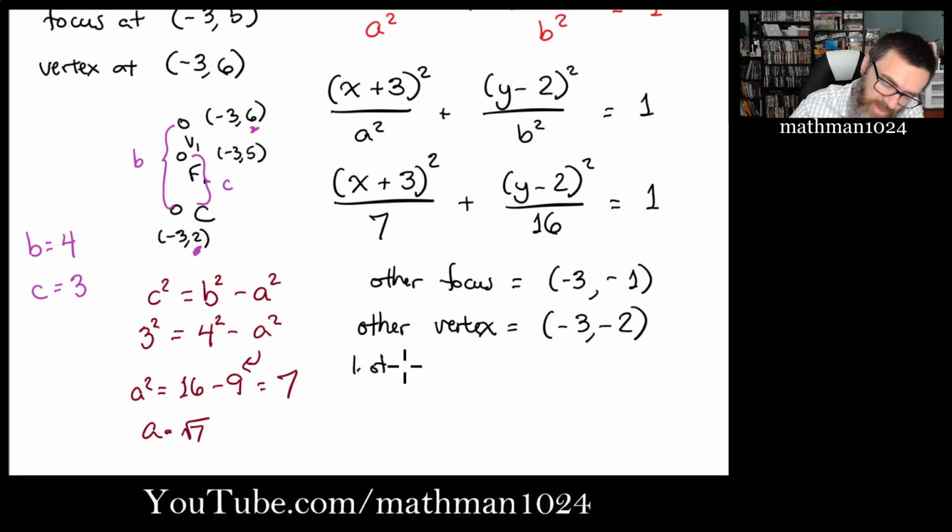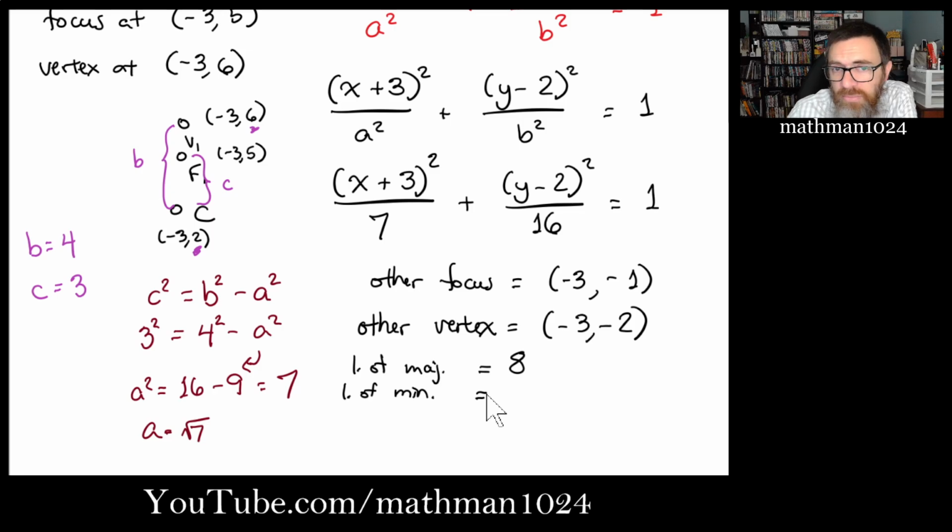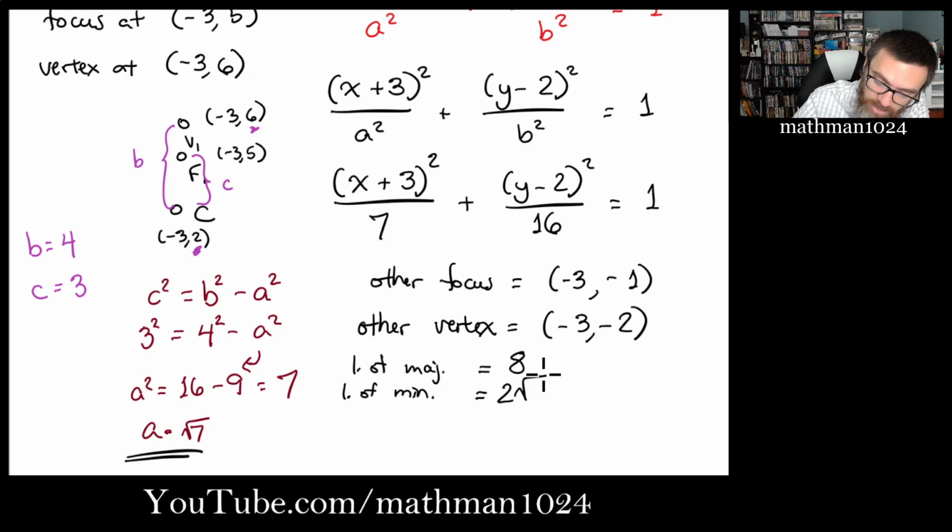If I do the length of the major axis, that's going to be 2 times that b value, right? Because you're going 4 up, 4 down, so that's going to be 8. The length of the minor axis is a little bit more complicated, but the minor axis is going to be the stuff going out to the sides because the number underneath the x is a little bit less, right? And that a value we found to be the square root of 7. So the total length of the minor axis is 2 square roots of 7.